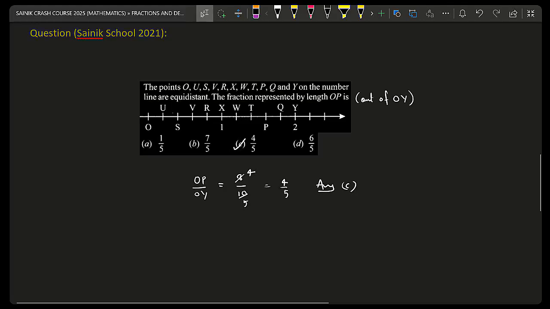Mayuk, you had any doubts? The short trick? Yes, can you tell me? Sir, first we have O to P and O to Y, and the distance is two symbols. That means it's not a 1/5, 7/7, not bigger than it and not smaller than it. Yeah, you are just doing a comparison of estimation. You can do it like that.